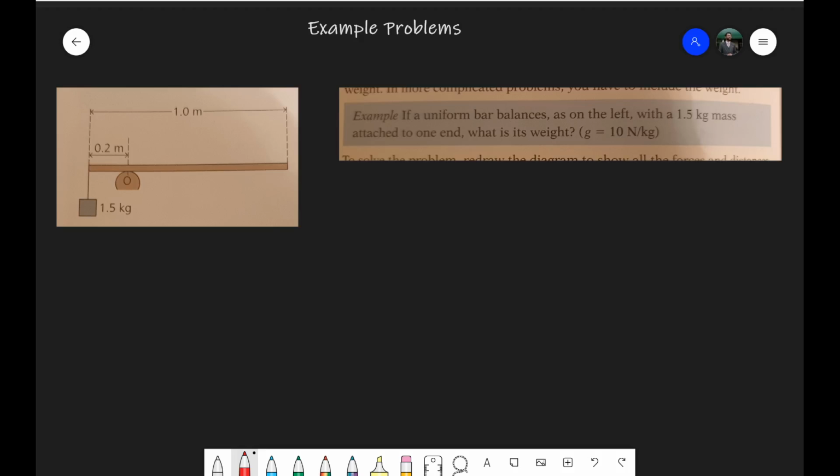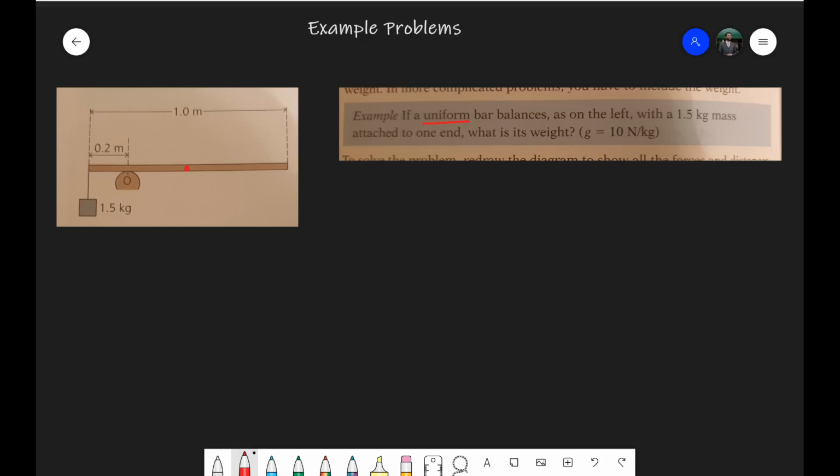So let's read the first example, which says if a uniform bar balances as on the left. Now it's important to underline each and every important part of the problem, and you will always see me do that because that really helps you understand some of the hidden information in the question. So if the bar is uniform, that basically tells you that the center of gravity of the bar is at its center.